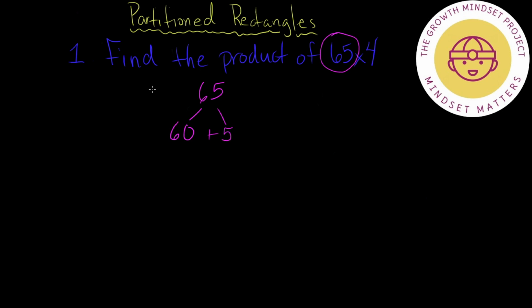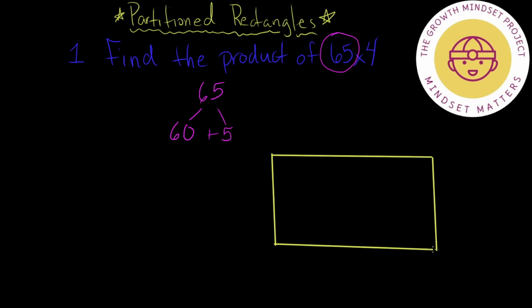Okay, 60 plus 5. So now we're going to get to our partitioned part, our partitioned rectangles part. Well, how does knowing this help us with multiplication? And I'll show you how. And how does knowing a partitioned rectangle help us with multiplication? So we're going to draw ourselves a rectangle. Okay, it doesn't have to be perfect. It's not about perfection right now with the shape. It's just about getting the general shape.